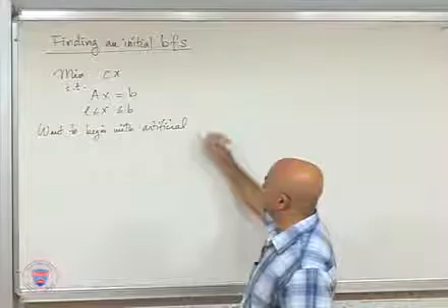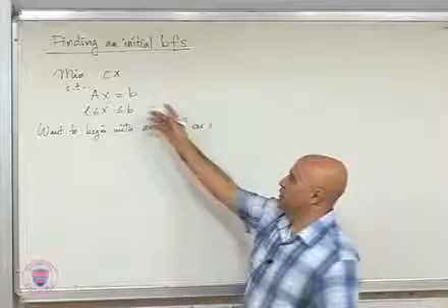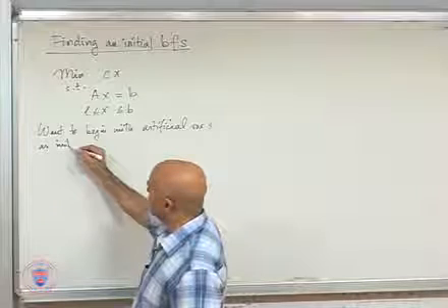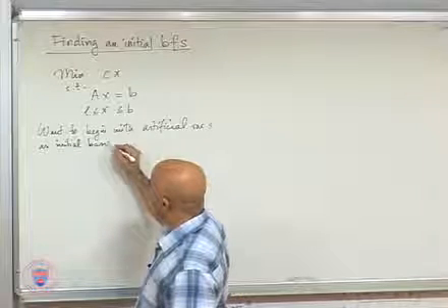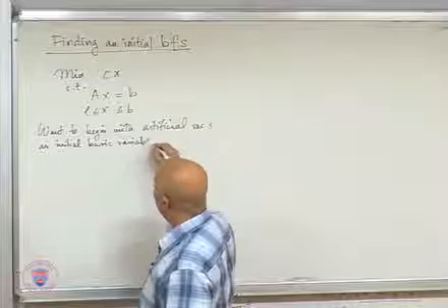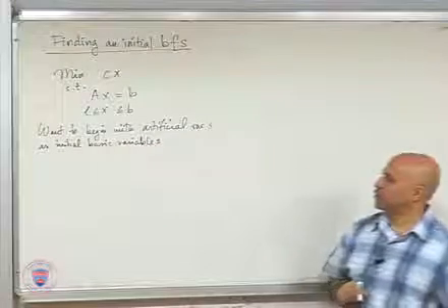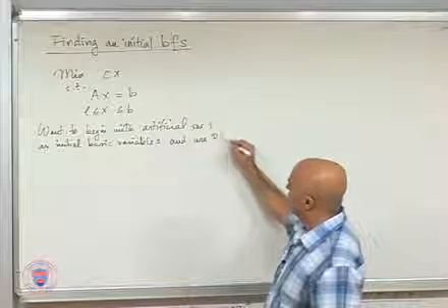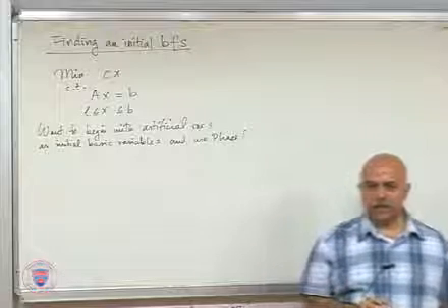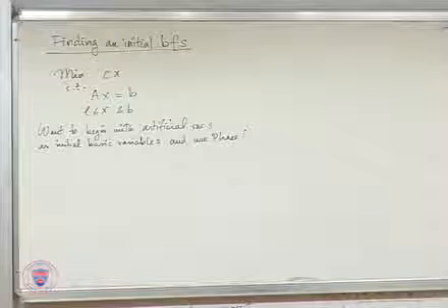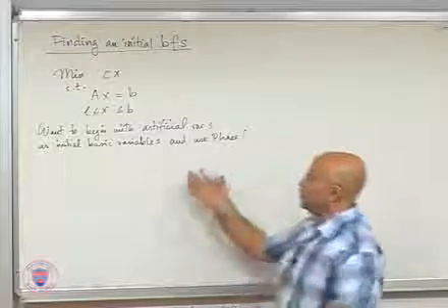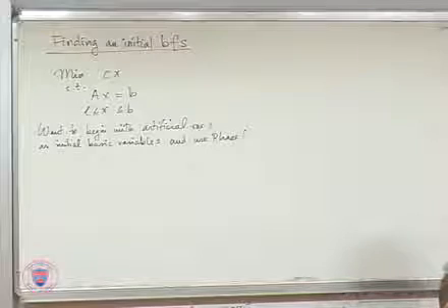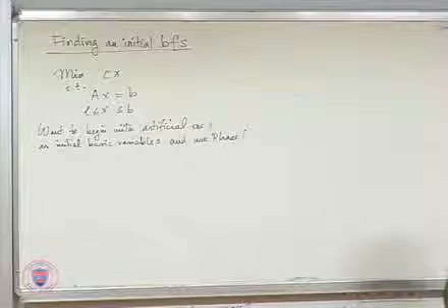So you want to begin with artificial variables. You insert artificial variables as initial basic variables. And use phase 1. So you want to use the phase 1 problem, minimize the sum of the artificial variables, subject to the appropriate constraints with artificial variables supplying you the initial basic feasible solution.